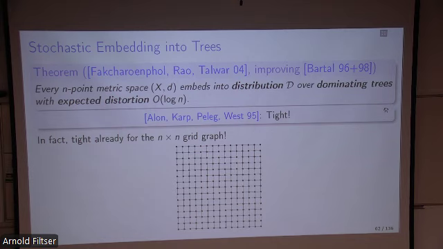And actually, it's tight, even the lower bound is just a grid. Meaning, if you take this graph, the grid, with square root n by square root n points, and every point has neighbors, where in coordinates, if you change one coordinate by one, you get a neighbor. This is the grid graph, a planar graph. It's very simple, but even this graph could not be embedded into trees with expected distortion better than log n.